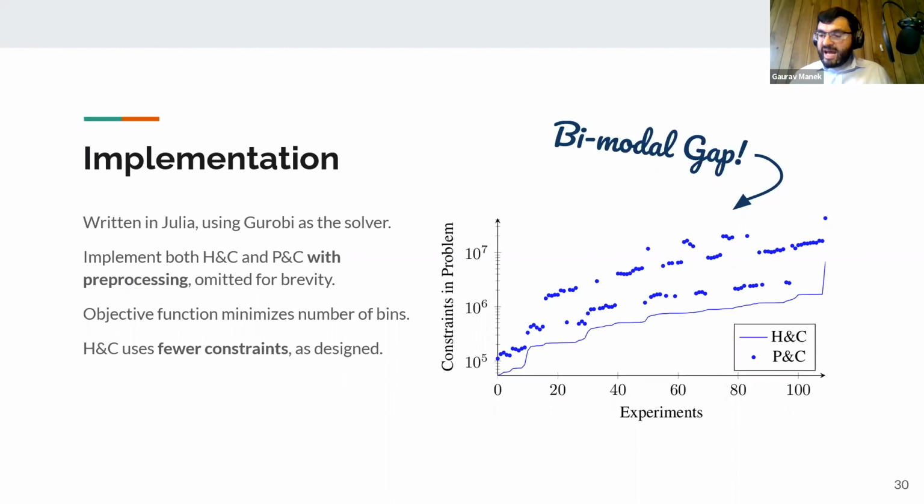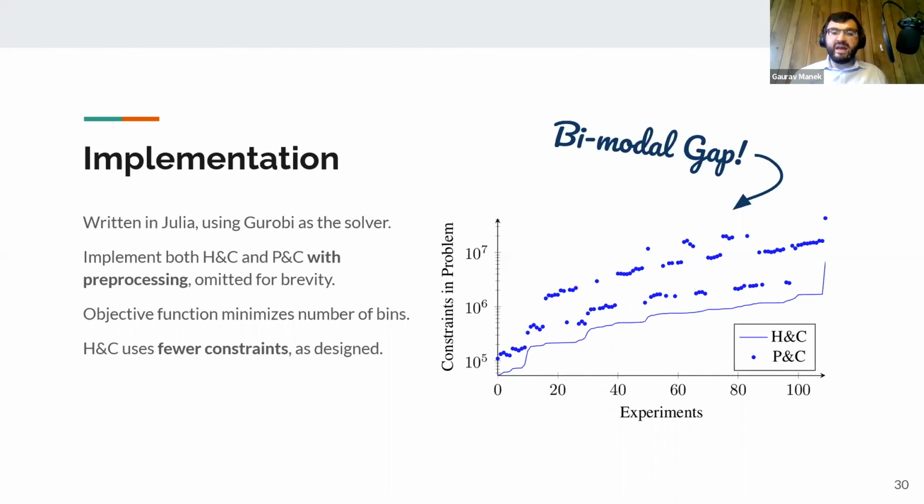So of course, naturally, as with any bit of research, we have a fantastic implementation written in the industry standard language of Julia. We use Gurobi as the underlying solver. We implement both techniques with pre-processing, which I'm going to omit for the sake of brevity. Pre-processing is itself probably a couple of hours worth of content to cover. And we use an objective function to minimize the number of bins. We have some heuristics to bound the lower and upper number of bins, and we add an objective function to use exactly as few bins as possible.